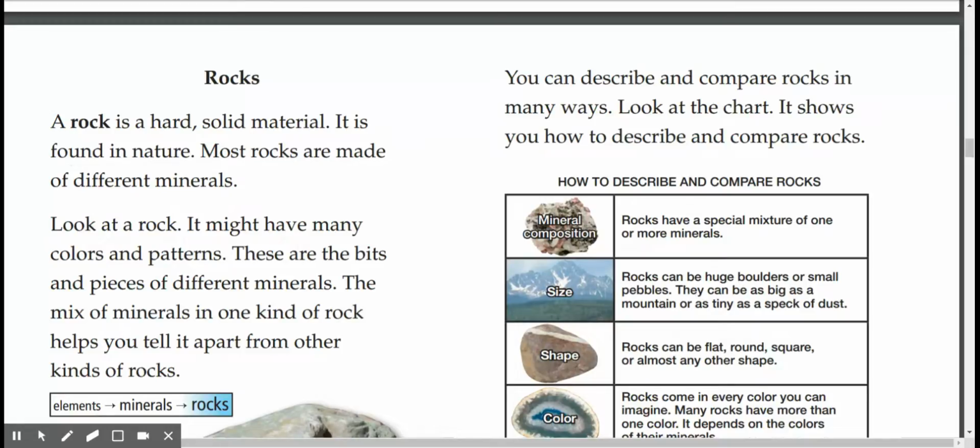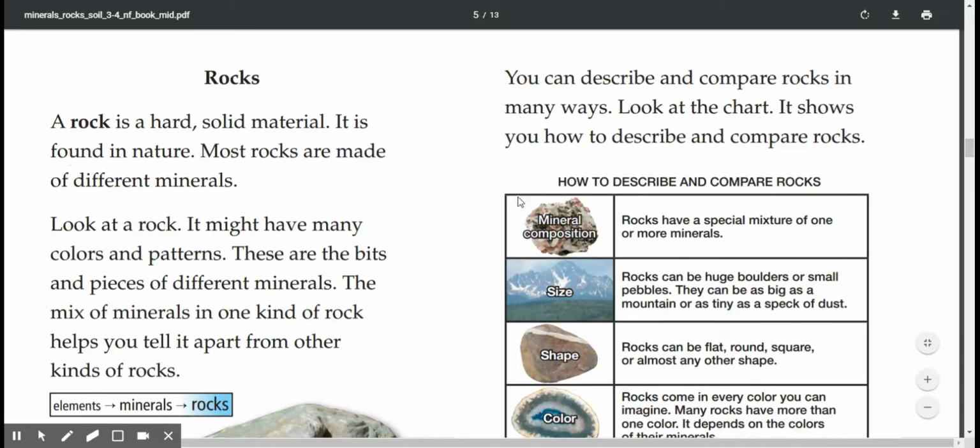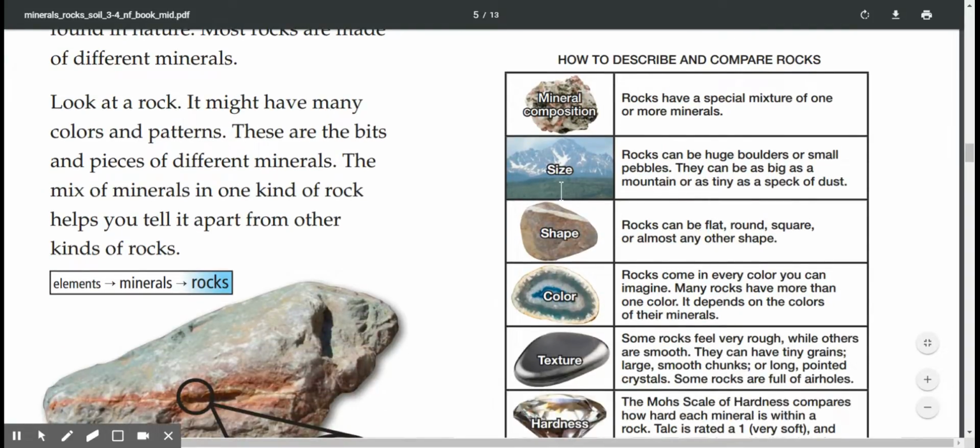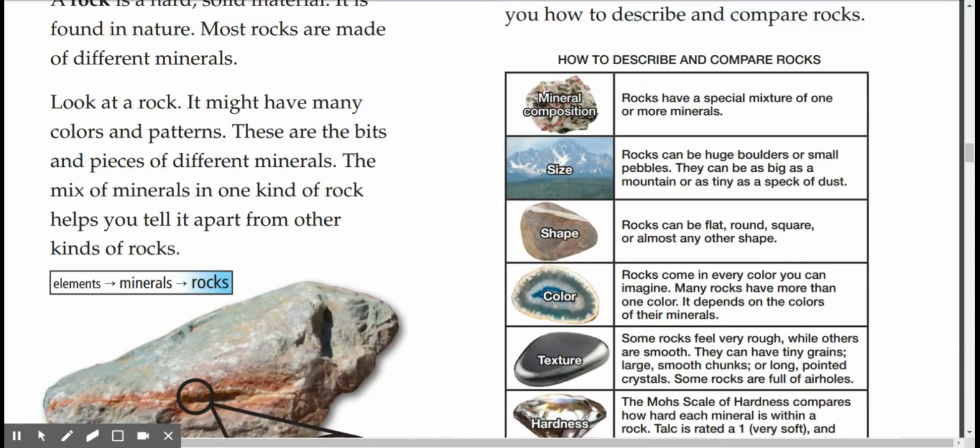So you can describe and compare rocks in many different ways. Now we're going to look at this chart here that shows you how to describe and compare rocks. Obviously, like we've been talking about, what minerals it's made out of. Composition means what it's made out of. Some rocks have a special mixture of one or more minerals. You can talk about their size, if they're huge boulders or small pebbles, mountain size, dust size. Size is important. Shape. They can be flat, round, square, any shape you can imagine.